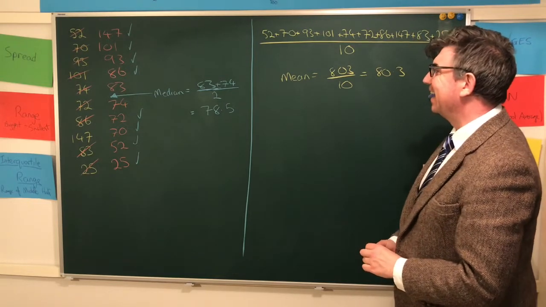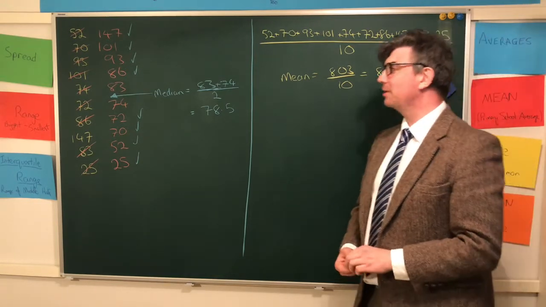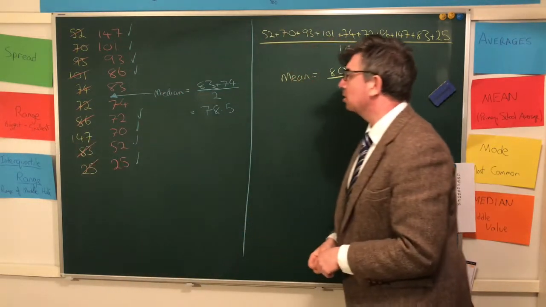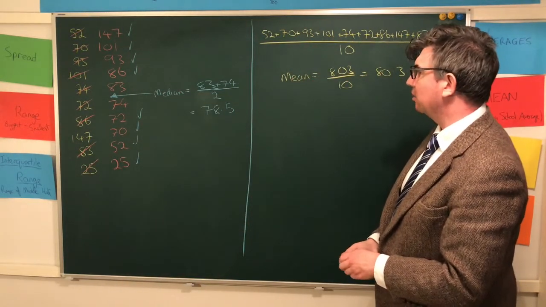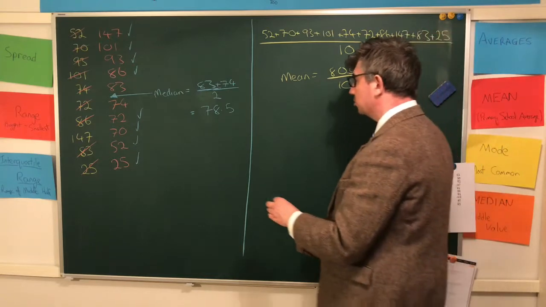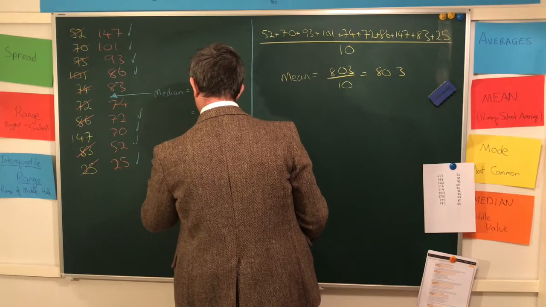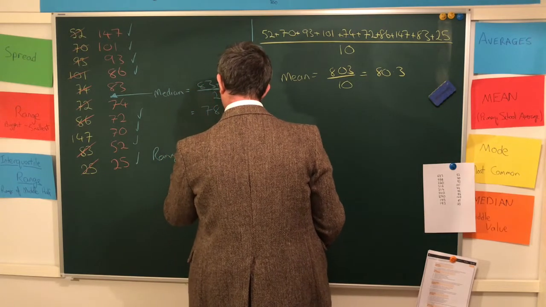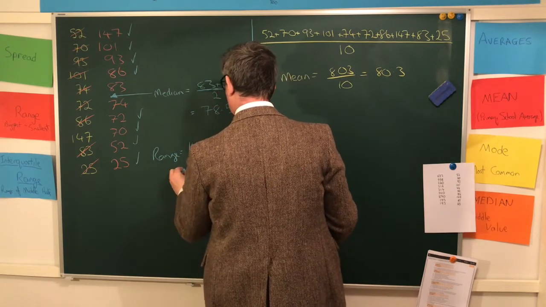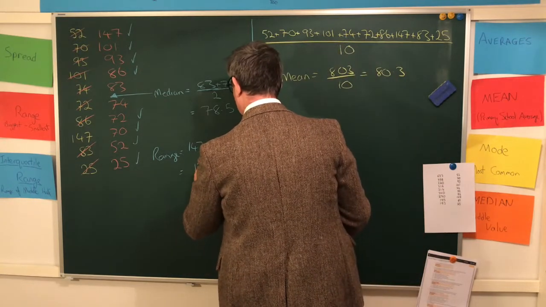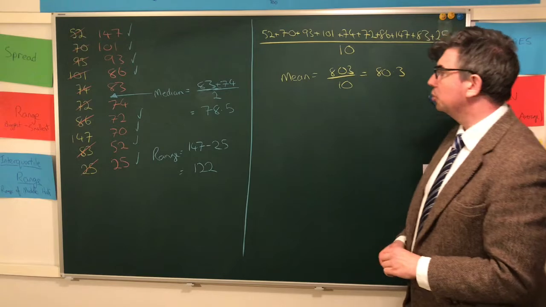Next job is to find the range. And what's the range again? Well, the range is the biggest minus the smallest. So we're going to take 25 from 147. So we go 147, 42, 122. So the range is 122.